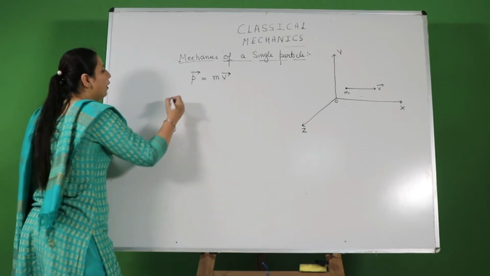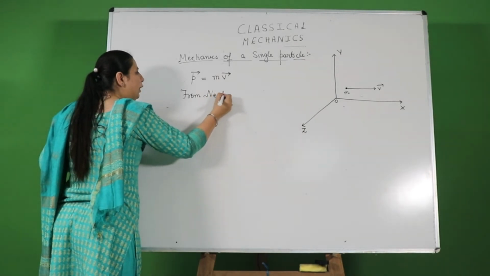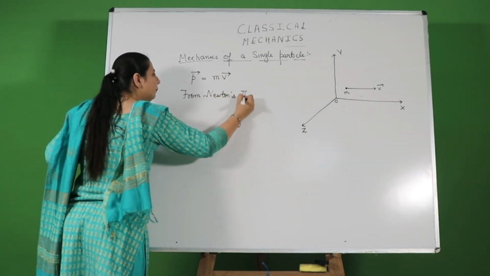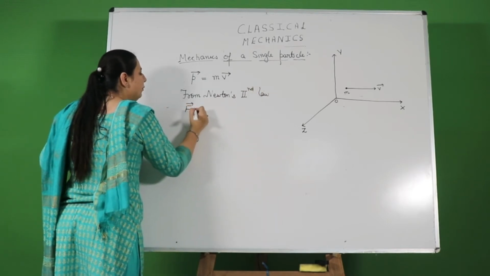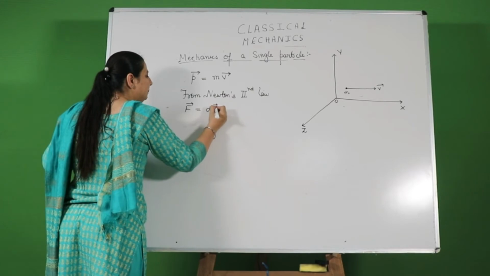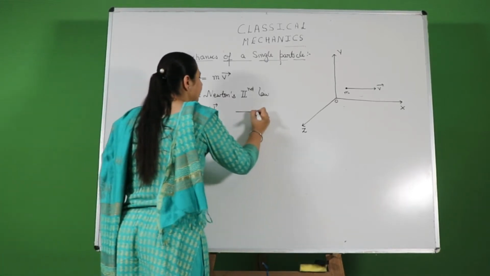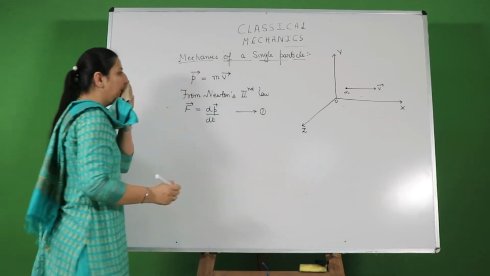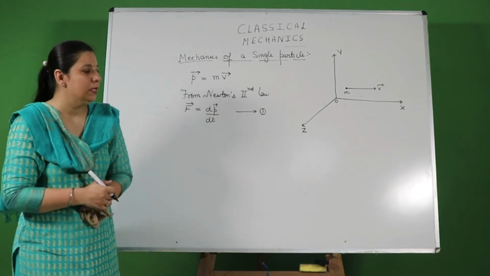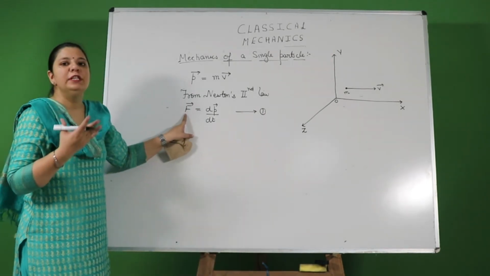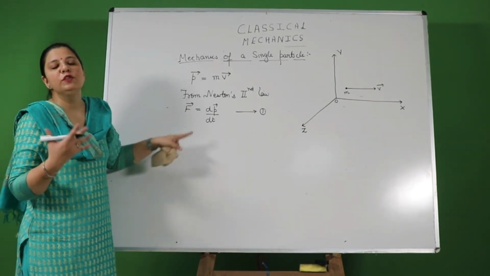And from Newton's second law, we know that force equals the rate of change of linear momentum. Call this equation number 1, where F is the applied force, or you can say F is the external source. Now what will happen if this force ceases to exist? That means, what will happen if this force vanishes?